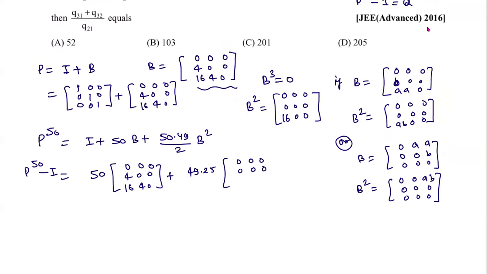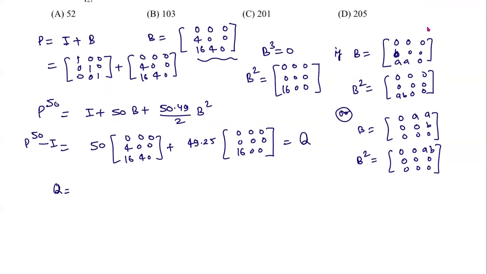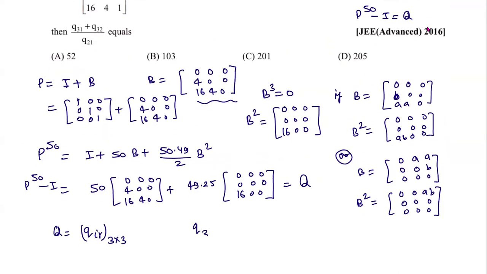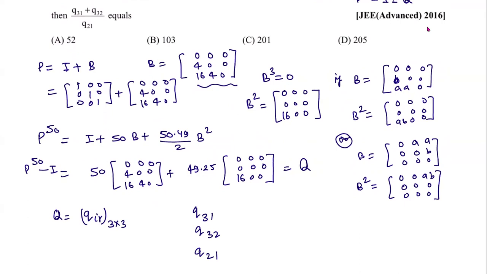Now the best part. We need to do only such calculation which is required, not all. This is matrix Q. And what Q matrix are they saying? That is Qij of order 3 cross 3. Now tell me, what is Q31? What is Q32? And what is Q21? What is Q31? Third row, first column. Am I correct? Yes, sir. The answer is 50 into 16 plus 49 into 25 into 16.